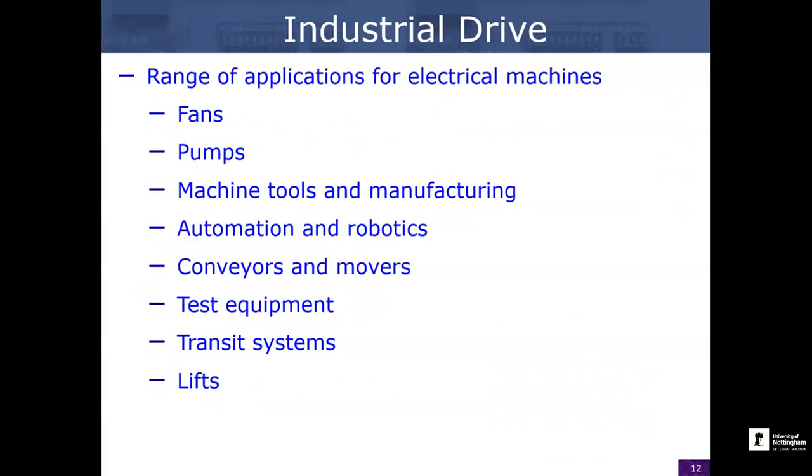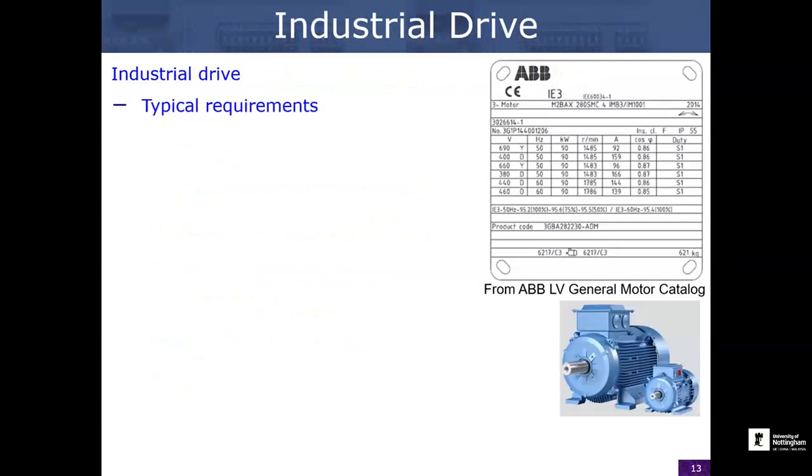These are the things that are working on all these different loads that we talked about: fans, pumps, machine tools, robotics, conveyors, lifts. They're all over the place. This building probably has a couple of hundred of them easily. And these are just the standard machine type things.